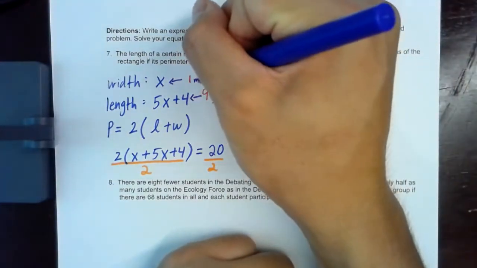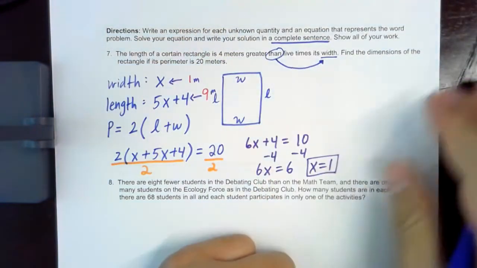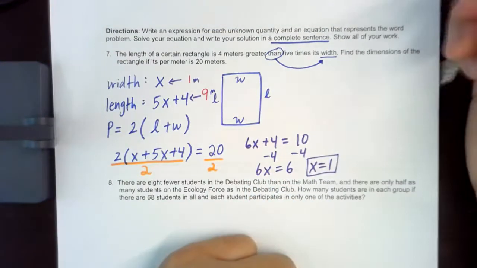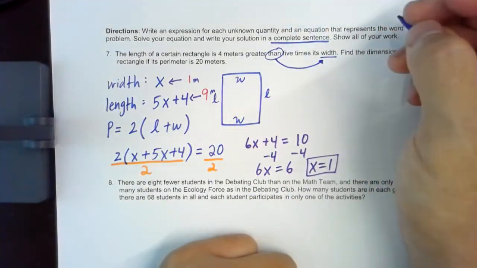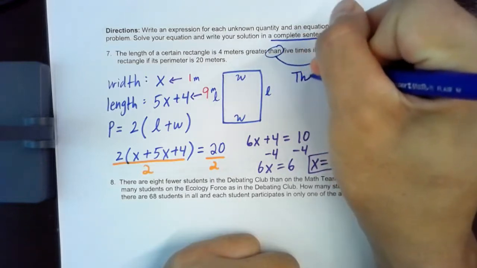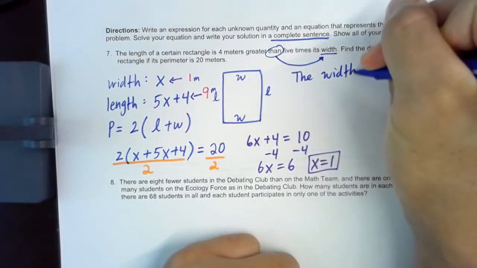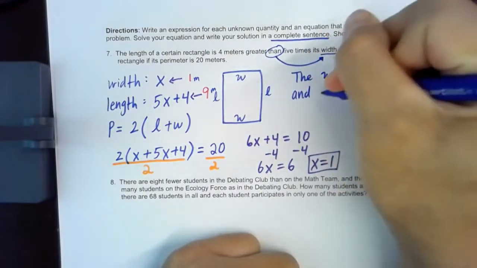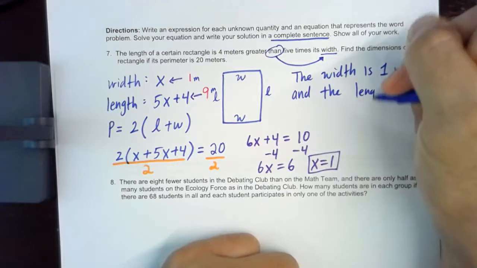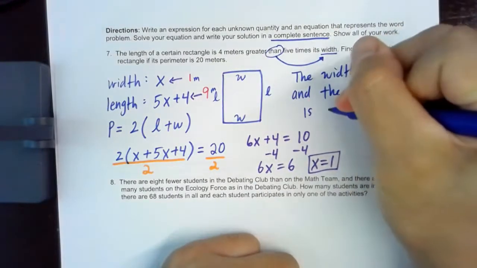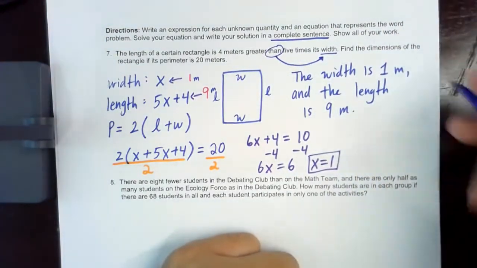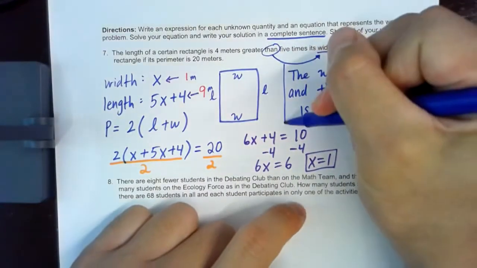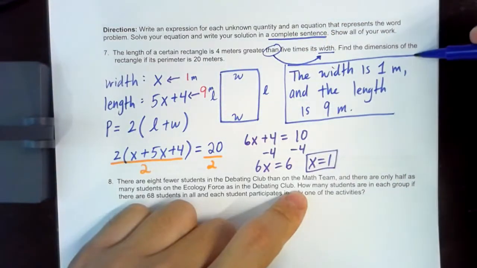Now, obviously, my picture is not drawn to scale anymore because you could realize that the length has to be 9 and the width has to be 1. But that's okay. And you would say the width is 1 meter and the length is 9 meters. And you're done. Maybe even box your answer just to make it look solid.